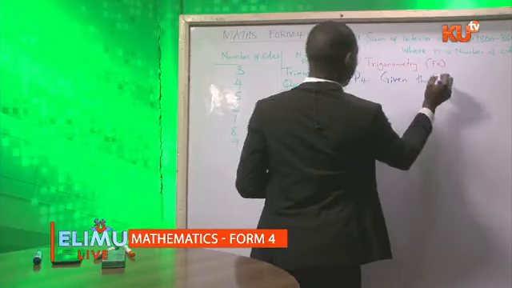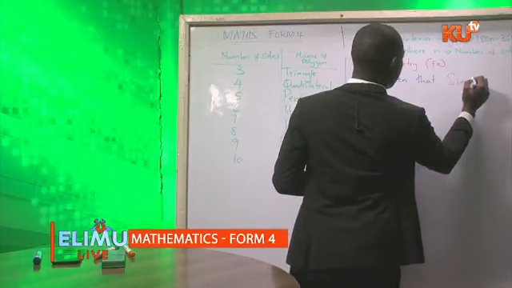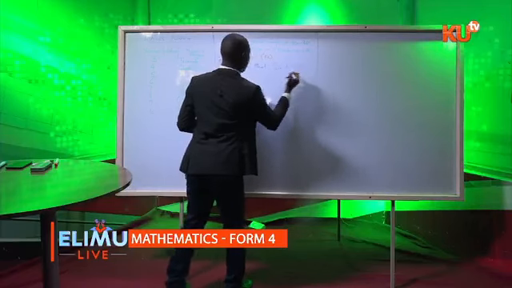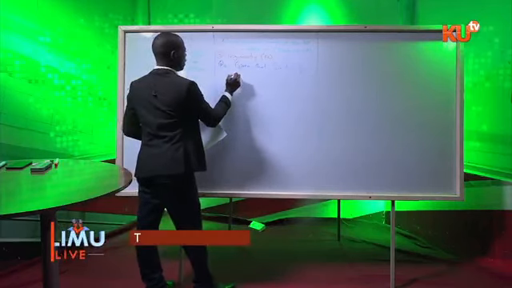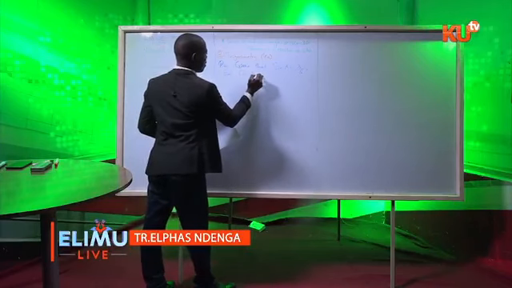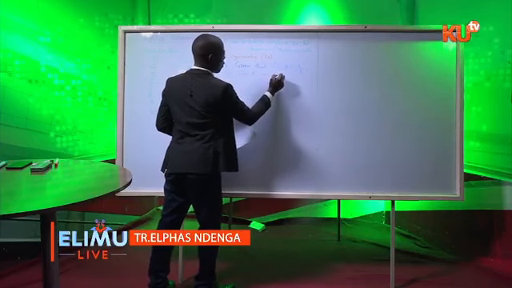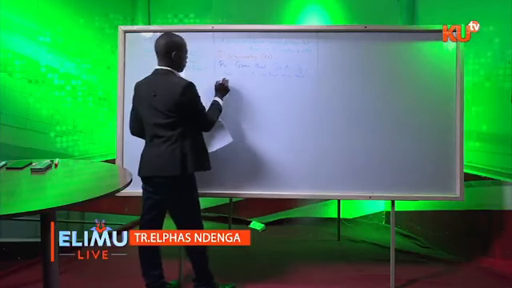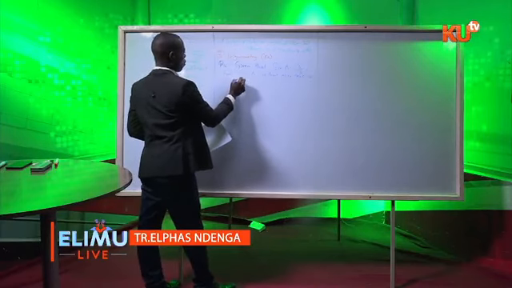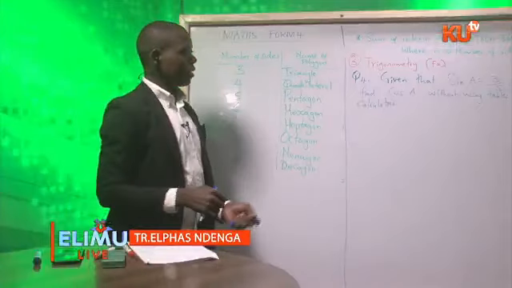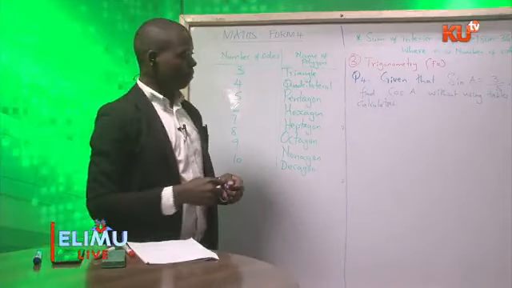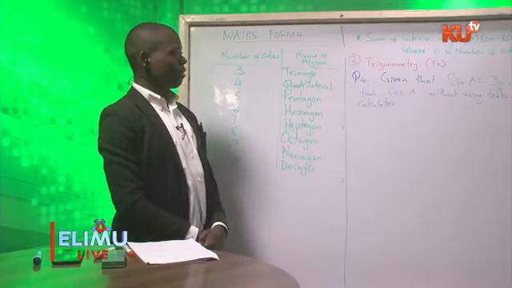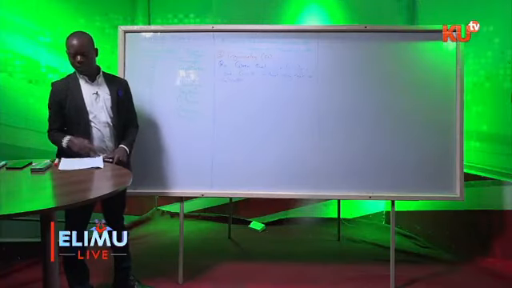Given that sine A equals 3/5, find cos A without using tables or calculators. Given that sine A is 3/5, find cos A without using tables or calculators.